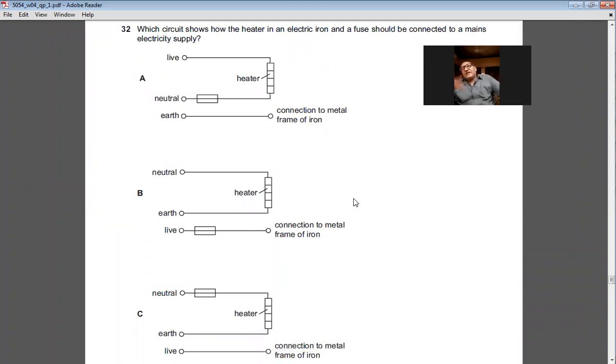First of all, let me read, then I will show you all the options. Which circuit shows how the heater in an electric iron and a fuse should be connected to a main electric supply?